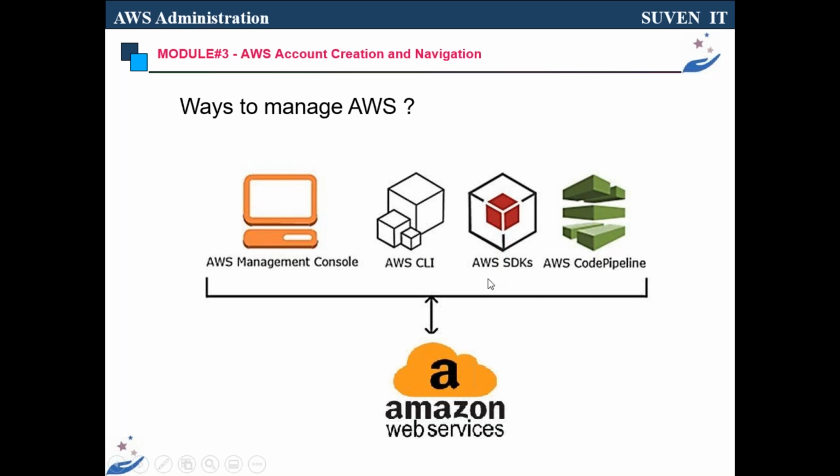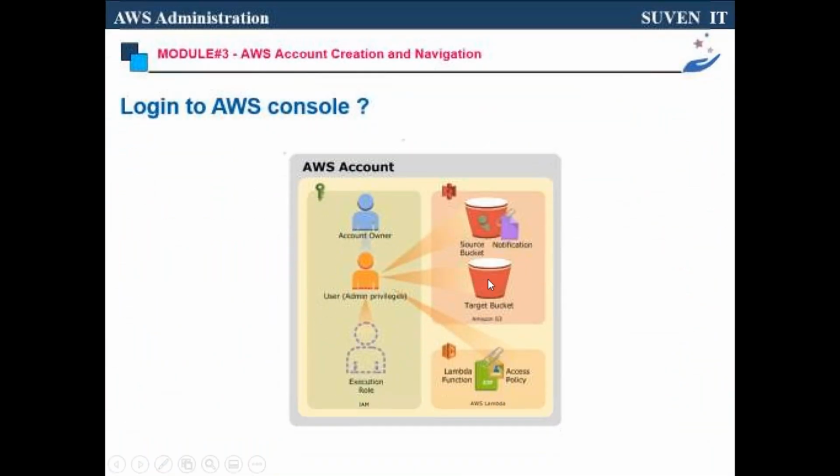So this is one more important thing: who is logging into the system? Once you create it, you need to log in to the system, right? Here there are three types of users: account owner, administrator, and normal user. Three types of users are connecting to this AWS. So we'll understand what is the account owner, what is the administrator, what is the normal user, and all, we will discuss.